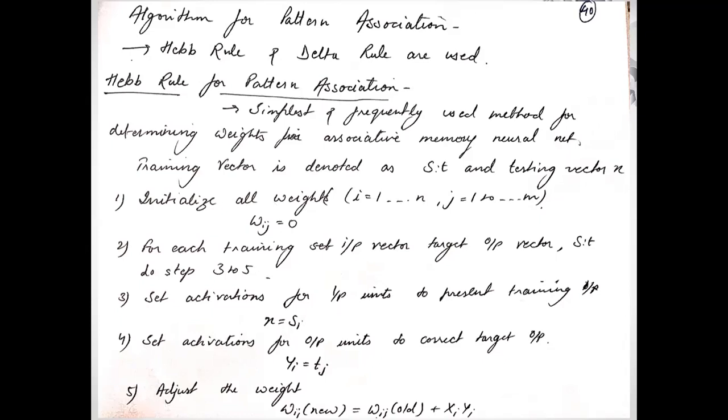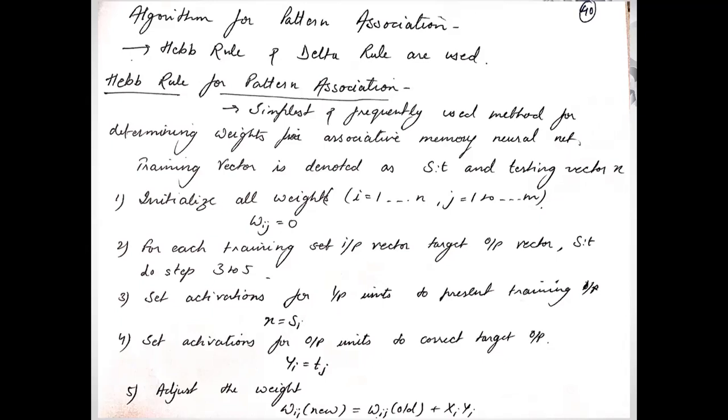We are just going through it and we will understand with the help of the numerical. First of all, we need to initialize all the weights. Weights are initialized such that i is from 1 to n and j is from 1 to n, and wij is equal to 0. Now for each training input vector, target output S:T, we have to follow these three steps, that is 3, 4 and 5.